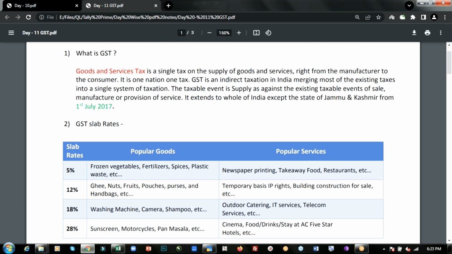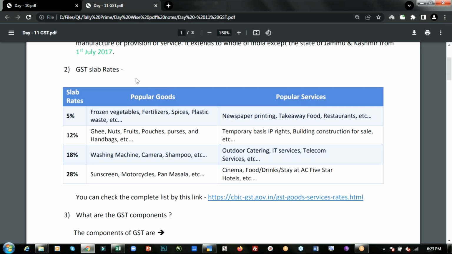Now the next point is GST slab rates. There are 5% slab rate, 12%, 18%, and 28%. In the 5% slab rate of GST, these goods and services come in the list. These are just a few examples, similarly for 12%, 18%, and 28%. If you want to check the entire list, what kind of goods and services come in which type of slab rate, we can check this link.